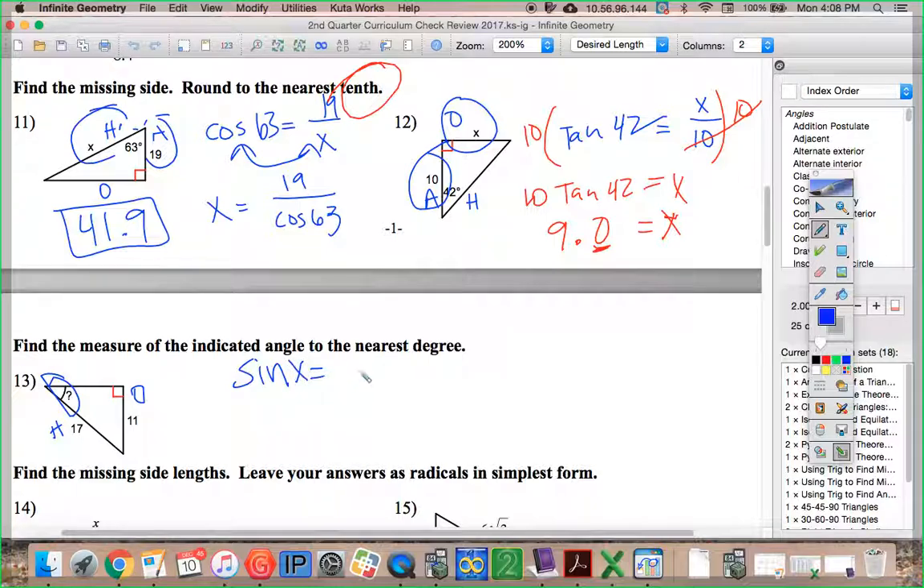So sine of x, and we have opposite over hypotenuse. So that's when you hit the second sine button and it brings up this inverse of sine. It's because we don't know the angle. That's when you do inverse. 11 over 17. So second sine 11 divided by 17 gets you 40.3, but it says nearest degree, so we just put 40 degrees.